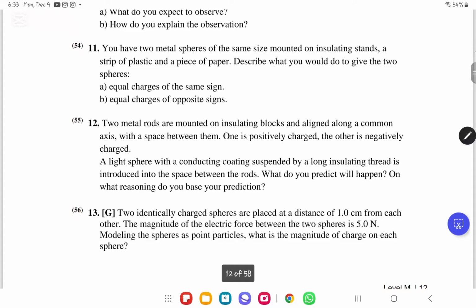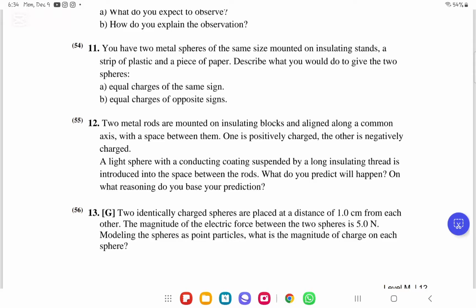Question number 11: you have two metal spheres of the same size mounted on insulating stands, a strip of plastic and a piece of paper. Describe what you could do to give the two spheres equal charges of the same sign. Now, to give them the same charge, we're going to take the plastic strip and rub it on the paper.